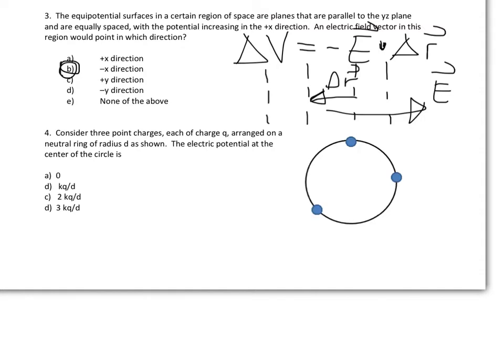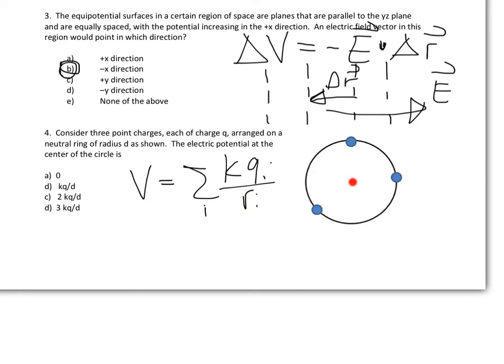In question 4, we have 3 point charges that each have the same charge Q, and they're arranged on a ring of radius d. We want the electric potential at the center. In this case, all you have to remember is that the electric potential of a series of charges is just the sum over all the charges and all the distances from the point in question.